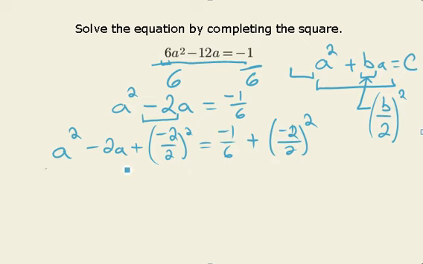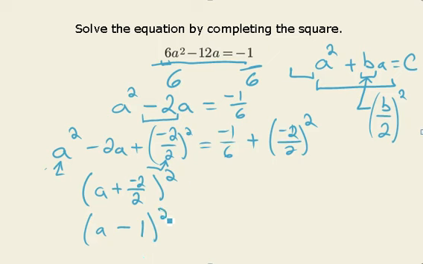Well, now we've completed the square over here. What that means is that this quadratic factors nicely into a perfect square. The perfect square that we get is a plus half of our b coefficient, so negative 2 over 2, otherwise known as negative 1. So this is a minus 1, squared. What do we have on the right-hand side? Well, negative 1/6 plus negative 2 over 2 is still negative 1. We square it, so we have a 1.